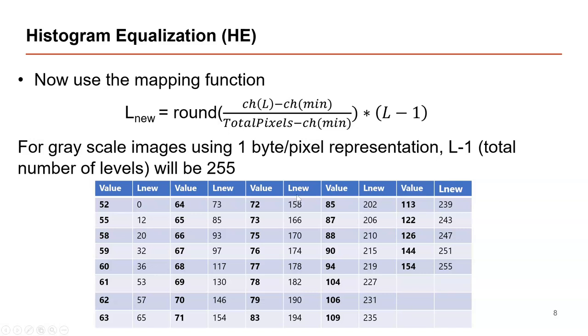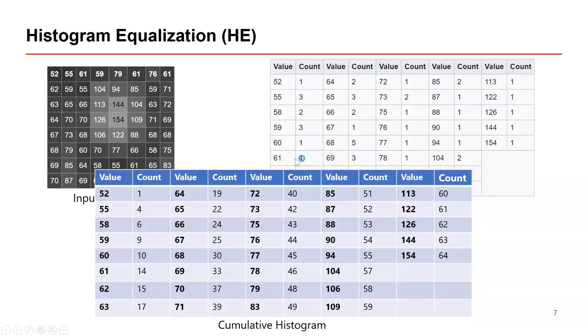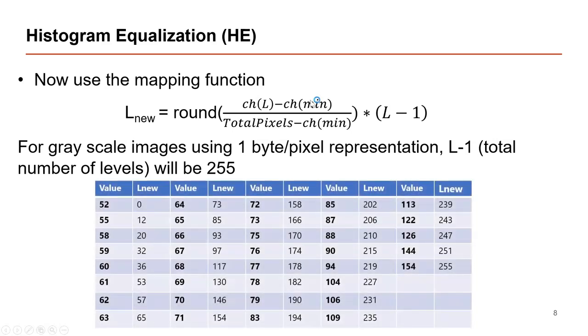And again, from this particular table, we can see the minimum cumulative histogram is 1, and that corresponds to level 52. Using this equation, once I map, I will get the new level. That means in the original image, if I have a pixel at gray level 59, in my output image, that corresponding pixel will have a gray level of 32. From the table itself, you can see now the gray levels are quite distributed. I have gray levels starting from 0 all the way to 255.